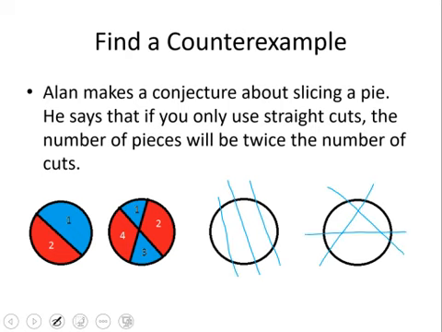There's another one with 1, 2, 3, 4, 5, 6, 7 pieces. So you see, I did 3 cuts 2 different ways, and I didn't get doubled. I got more and I got less based on the cuts. Okay. So counterexamples can be found many different ways.